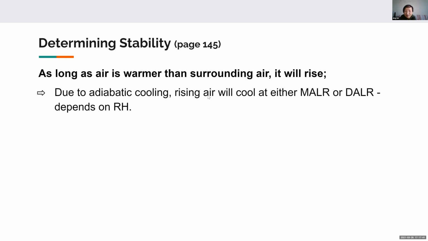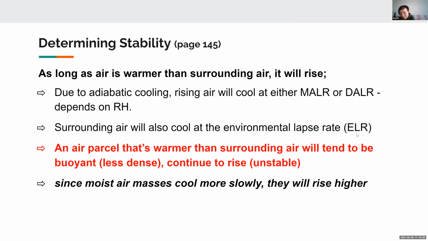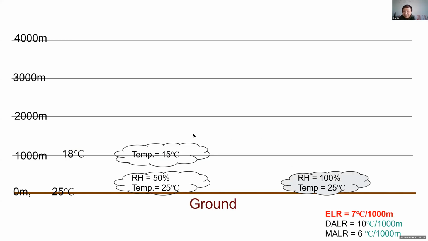All right, so here, that is basically what I just described. As long as the air is warmer than the surrounding air, it will rise. For the air inside, you should use MALR or DALR, depending on RH, and for the surrounding air, you use ELR. Then you just compare if the inside temperature is warmer than the surrounding air, same level, same elevation, then the air is not stable, going to rise.